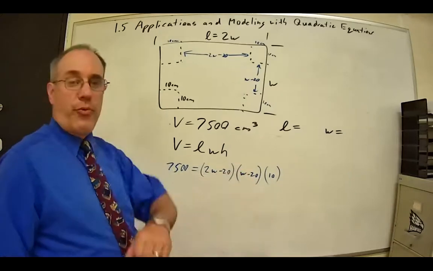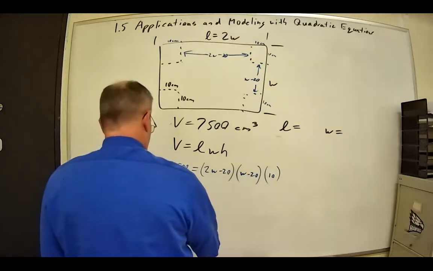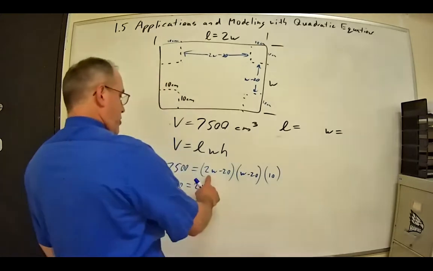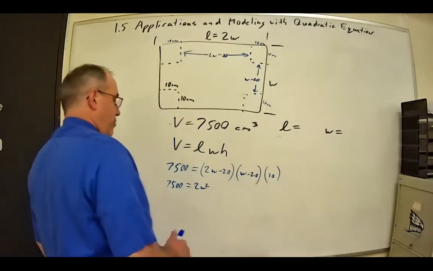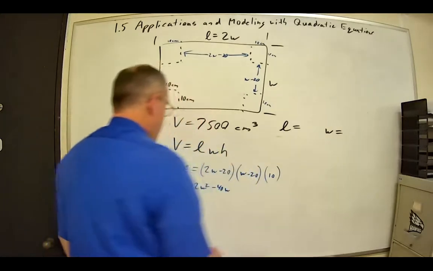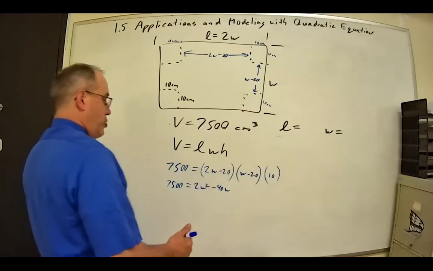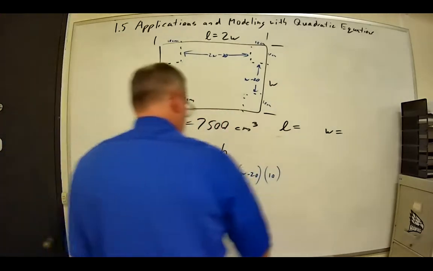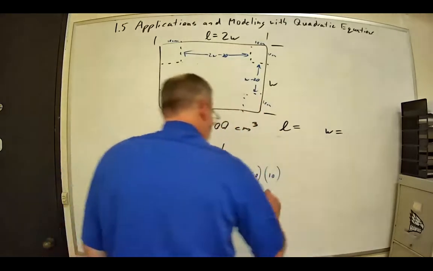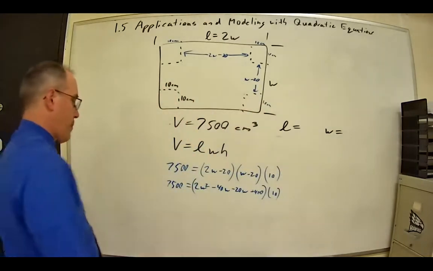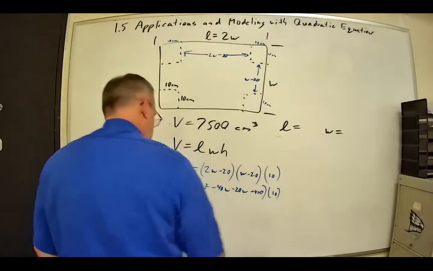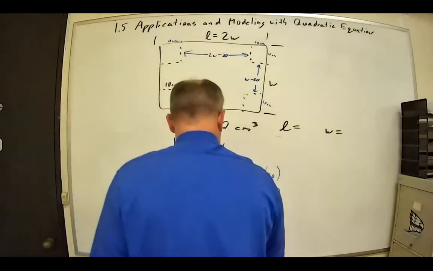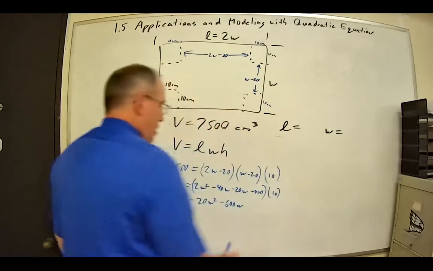Well, the first thing we're going to have to do is multiply through all this stuff. So let's get that done. So 7,500 is equal to 2W times W is 2W squared. 2W times negative 20 is negative 40W. Negative 20 times W is minus 20W. Minus 20 times minus 20 is positive 400. So all of that is going to be multiplied by that 10. So 7,500 is equal to 20W squared. That's minus 60, but times 10 is minus 600W, plus 4,000.